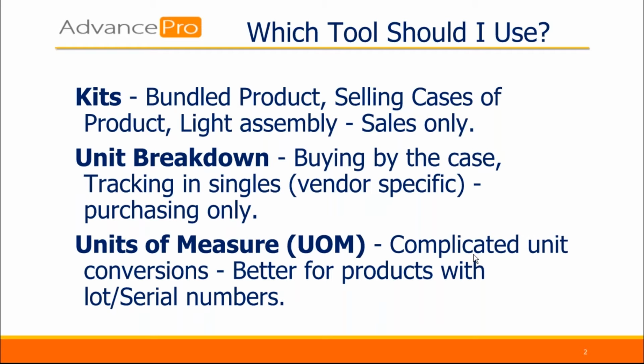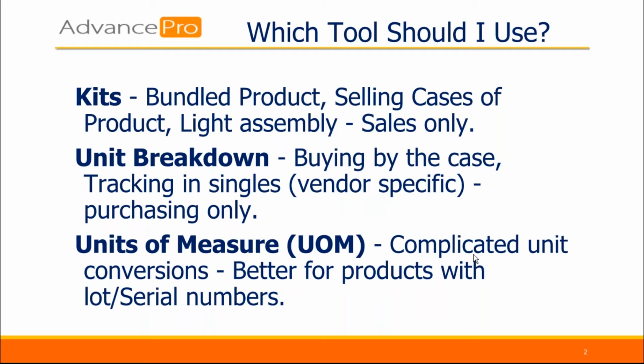Now, the second tool we'll discuss are unit breakdowns. And these address purchasing a product from a vendor in a full case. So then you're going to divide it down into the singles once it's been received. So this applies to how you buy and order your product from your vendor and how you receive it.